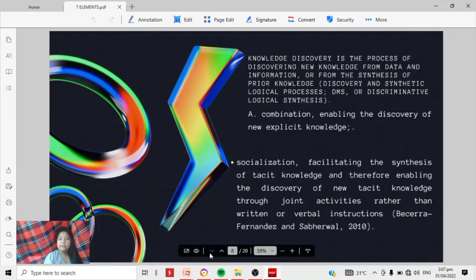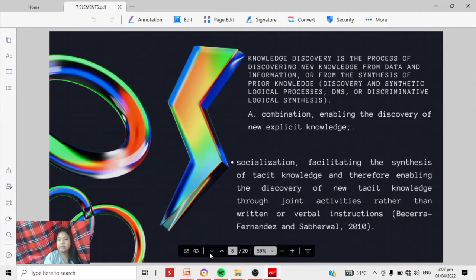Okay. One, combination, enabling discovery of new explicit knowledge. Two is socialization. So one is about combining data and information from existing prior knowledge. They combine their data and information with prior knowledge.